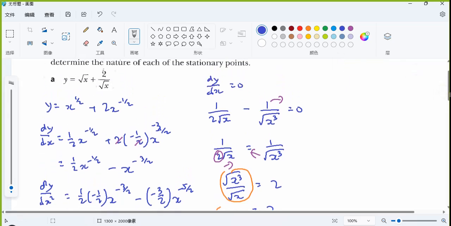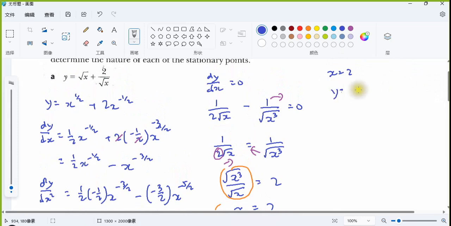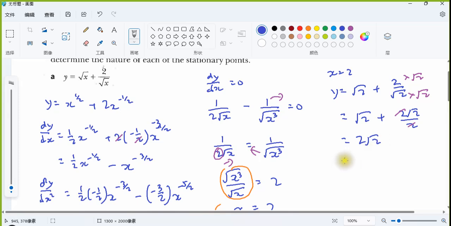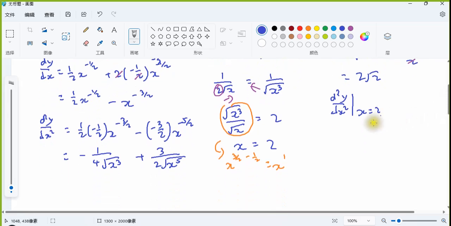So when x equal to 2, y is square root 2 plus 2 over square root 2. So this one multiplies square root 2, then it will become square root 2 plus 2 square root 2 over 2, then it will become 2 square root 2. And the second derivative, when x equal to 2, this will be negative 1 over 4 square root 2 to the power 3 plus 3 over 2 square root 2 to the power 5.